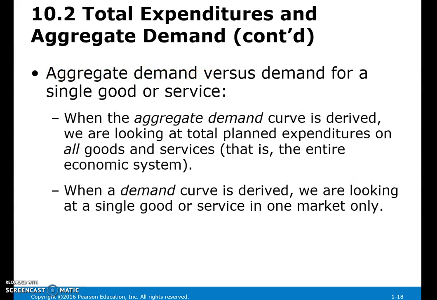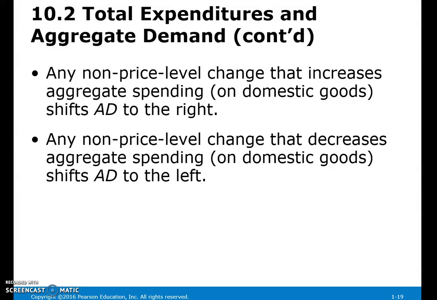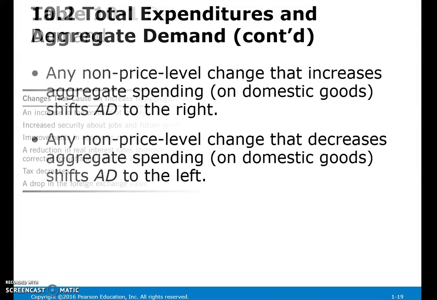So we also want to think about aggregate demand versus demand for a single good or service. When the aggregate demand curve is derived, we're looking at total planned expenditures on all goods and services, right? We're looking at the entire economic system. When a demand curve is derived, we're only looking at a single good or service in one market. Any non-price level change that increases aggregate spending on domestic goods shifts aggregate demand to the right. Any non-price level change that decreases aggregate spending on domestic goods shifts aggregate demand to the left.